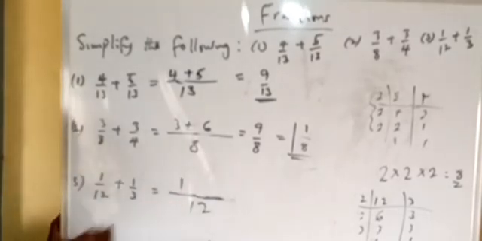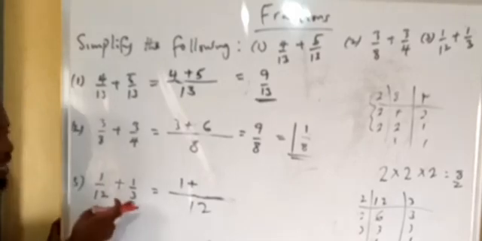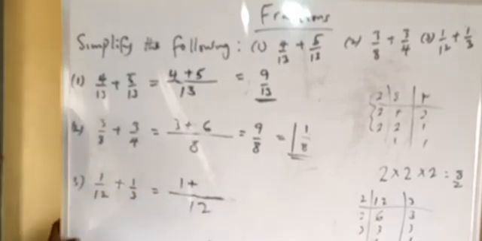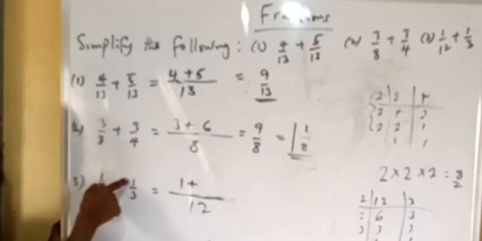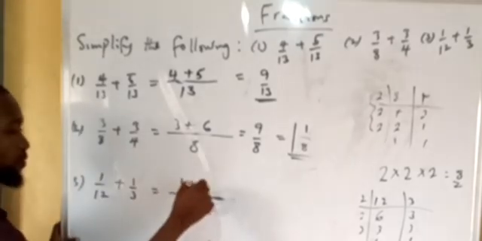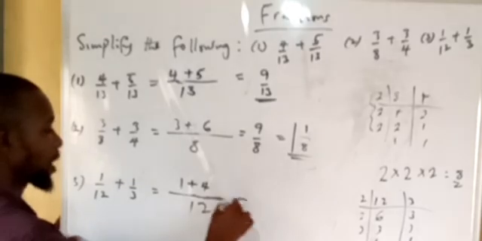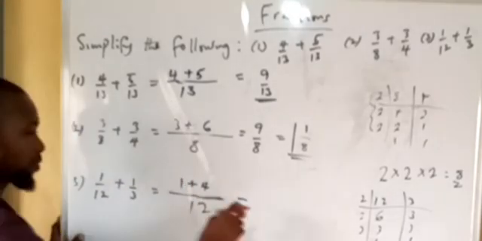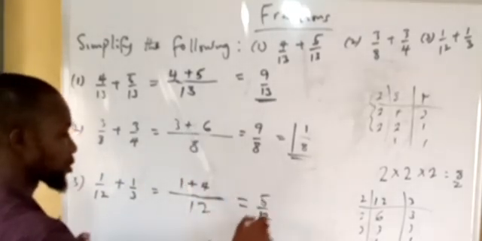Yes. Then plus. How many 3s can we get in 12? 4. What will happen to the 4? 4 times 1. To multiply this one, I'll be making what? 4. Now, we add the numerators. What is 1 plus 4? That is 5 over 12.